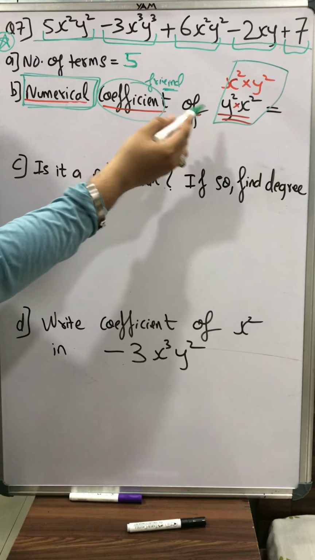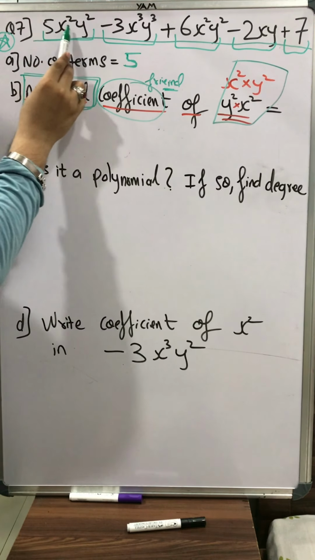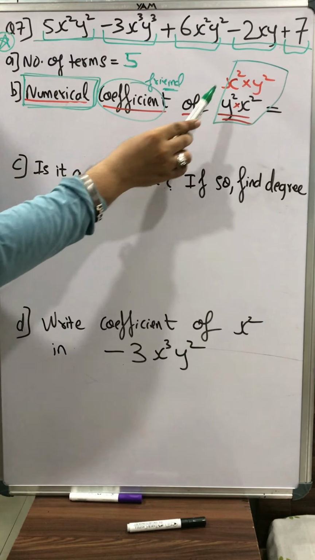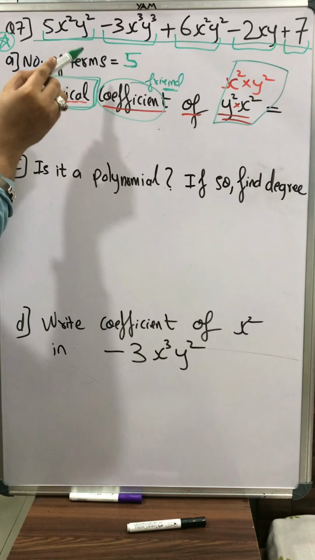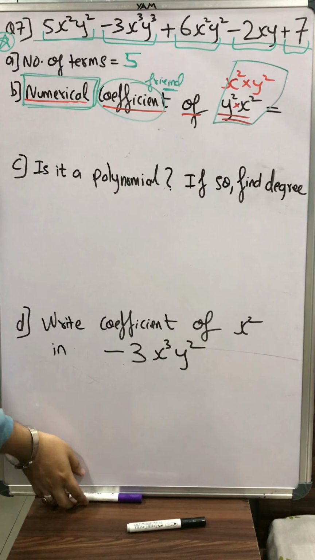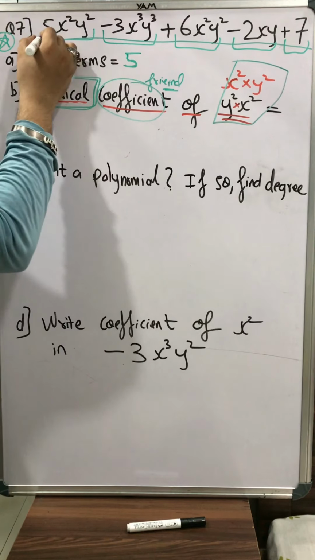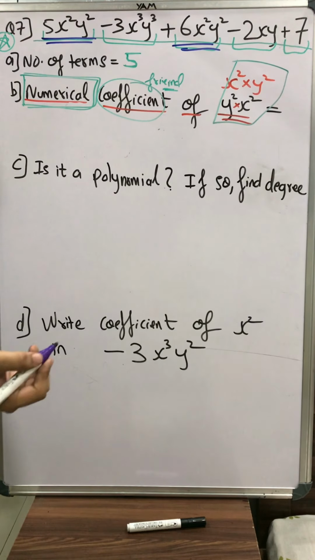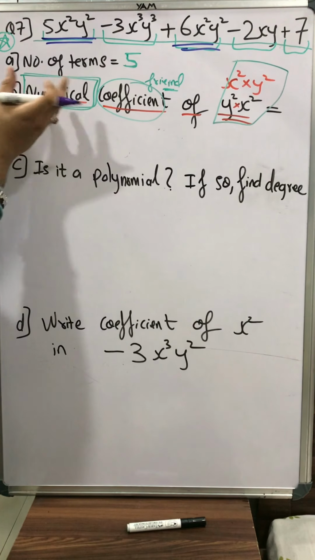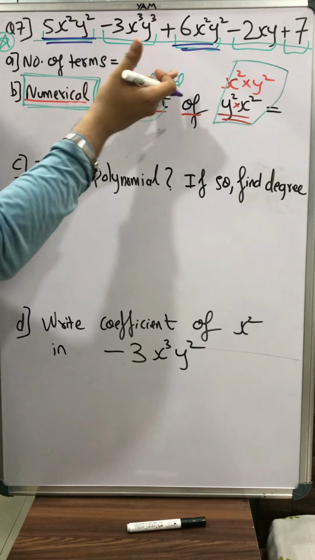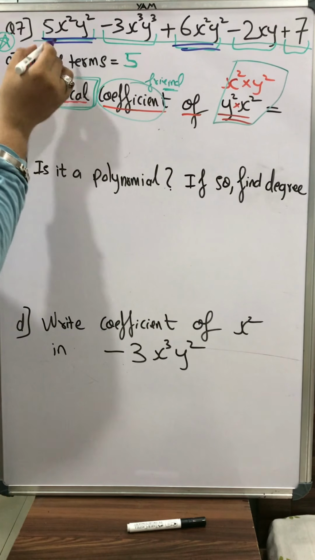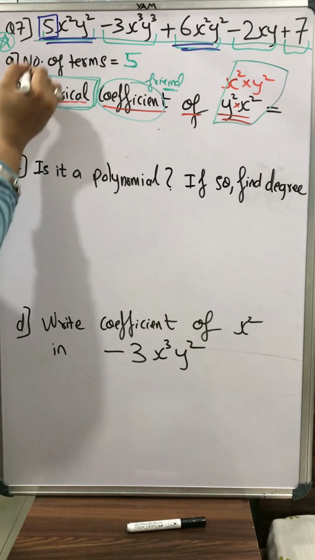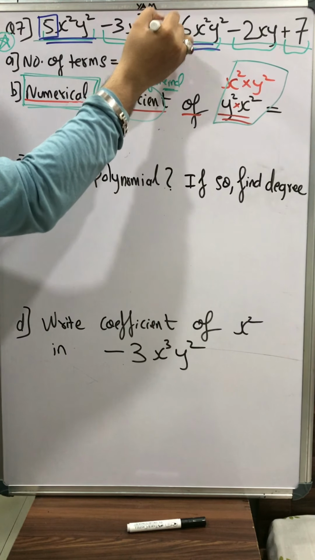So let's see. Do you have y square x square? No, I don't have. But do we have x square y square? It's one and the same. Yes, I have it here. Let me highlight it with blue color. Yes, this is x square y square, and this is also x square y square. We just have to see the numerical coefficient, the number, which is the friend of x square y square. What is the number associated with x square y square? Here it's 5, and here it is plus 6.